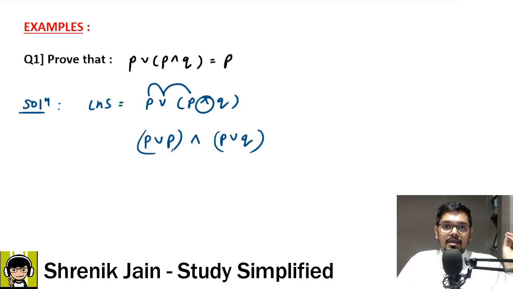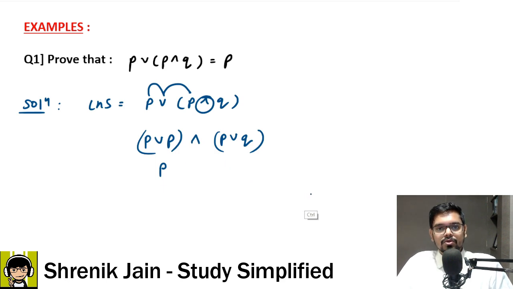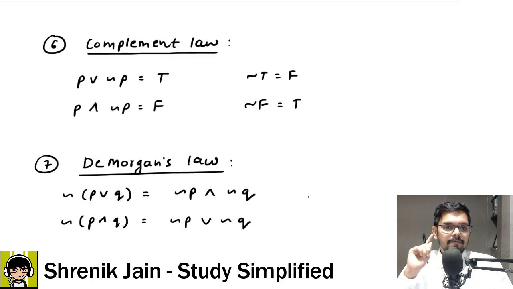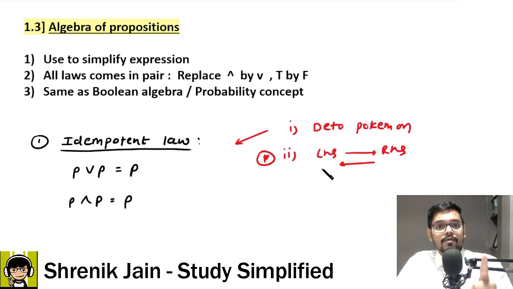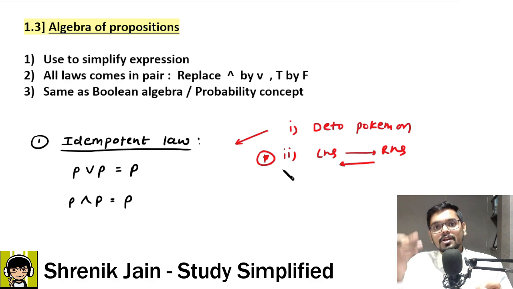Sir, we have seen the first law, idempotent law, ditto Pokemon. So the answer is P, and we have P or Q. What will you do now? If you do distributive again, you will land up here. So sir, there is no point of distributive law. Then I cannot solve this question using this technique. Think of something else. I told you. Do you remember my first slide, what I told you? You have to remember things from RHS to LHS also. I have made a star because it will help you to simplify expressions in the right way. So now think in that manner.